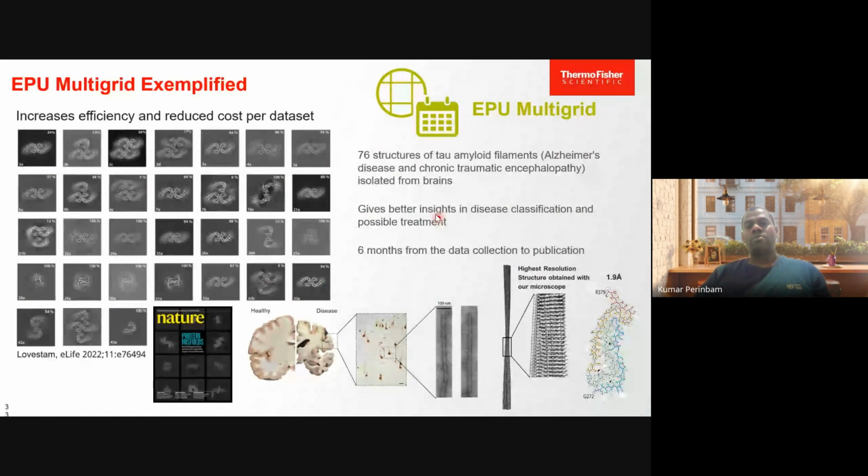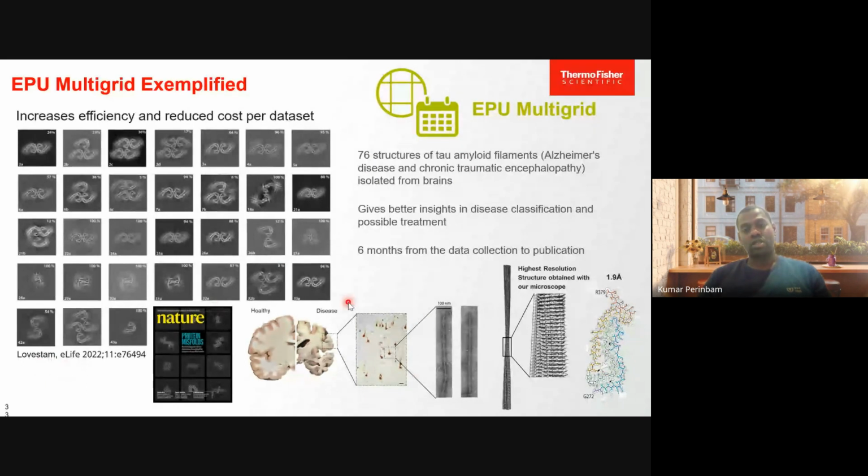So the recent developments are majorly focused on EPU. EPU is just a software that we have built into the computer, so it can interact in a very good manner with the Cryo-EM tool. Which actually helped us in solving the structure of tau protein. In a matter of 6 months, we were able to solve 76 structures.